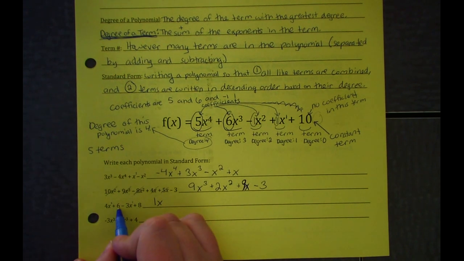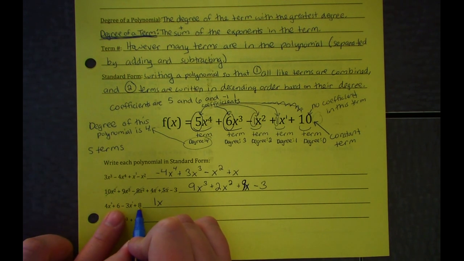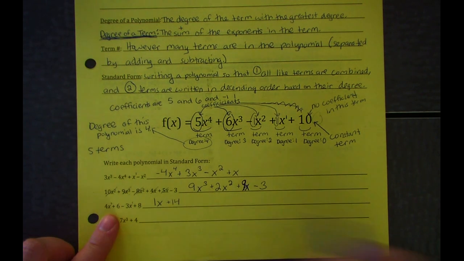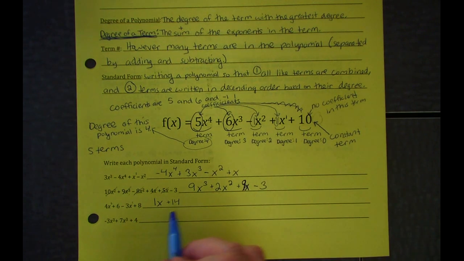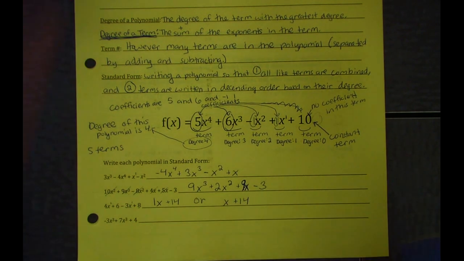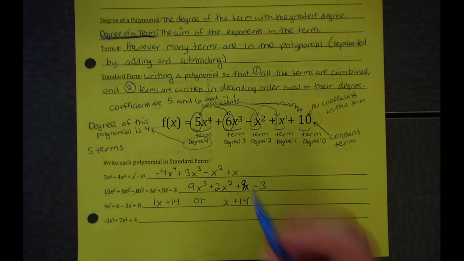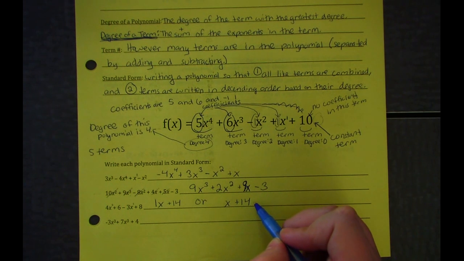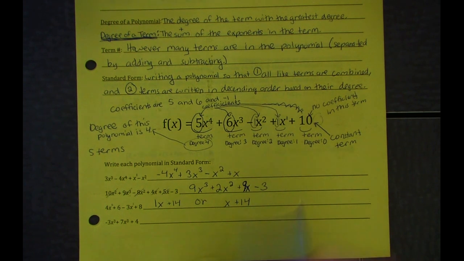And then we have x to the 0 power right here. There's no x, so that's our last thing that we're going to write. So we have a 6 and an 8, and that gives us 14. So I can write 1x plus 14, or I can just write x plus 14. So my like terms are combined, and that's written in descending order. First is my x to the first power, and then this is really like x to the 0 power because there is no x.